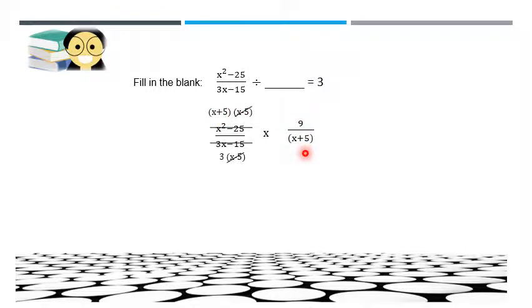Now, let's check if the answer is correct. Cancel out the 9 and 3. 9 divided by 3 is 3. And then cancel out x plus 5. When we multiply numerator to numerator, denominator to denominator, that's correct. The answer is 3 there. But the final answer we need to get here, so this is the answer: 9 over x plus 5.